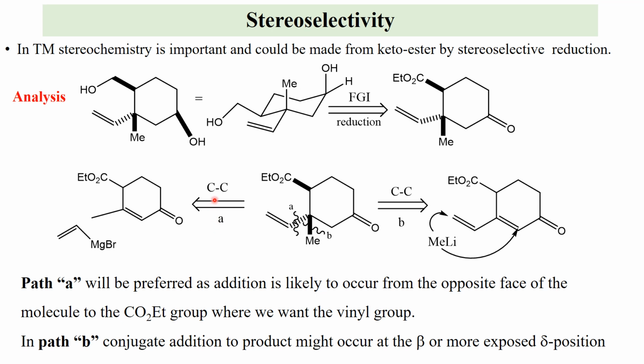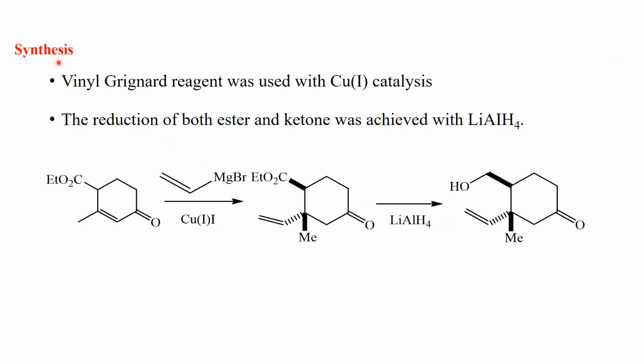But this path A is preferred because when this allyl magnesium bromide reacts with this ketoester, it brings about the conjugate addition at this carbon. But in path B, when we try to bring about the conjugate addition, there are two possibilities: this methyl can be added to this alpha carbon, or it can be added to this gamma carbon, which is more exposed. So the synthesis followed path A.